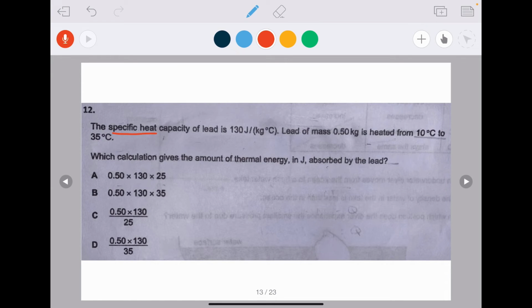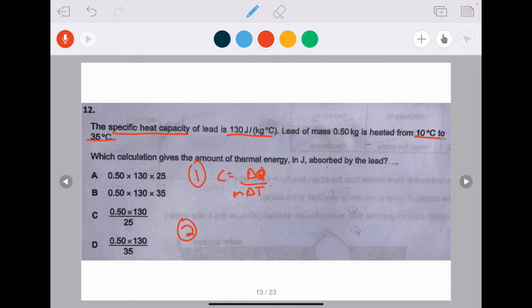The specific heat capacity of lead is 130 joules per kg Celsius. Lead of mass 0.5 kilograms is heated from 10 degrees Celsius to 35 degrees Celsius. Which calculation gives the amount of thermal energy in joules absorbed by the lead? Okay, so let's just write the formula again. C equals change in heat, or Q, divided by mass times change in temperature.